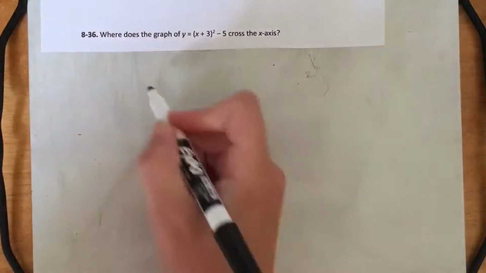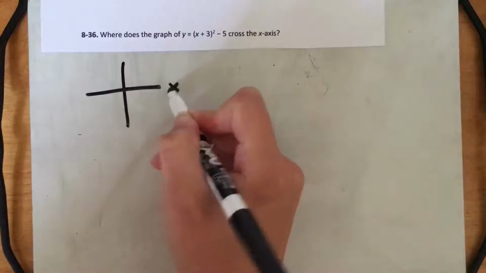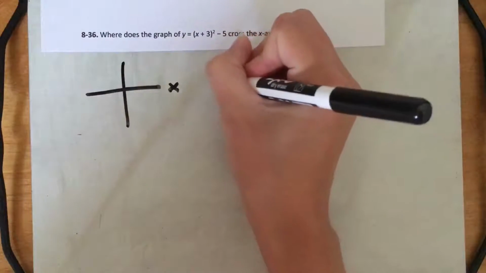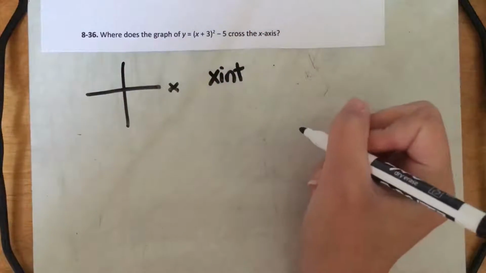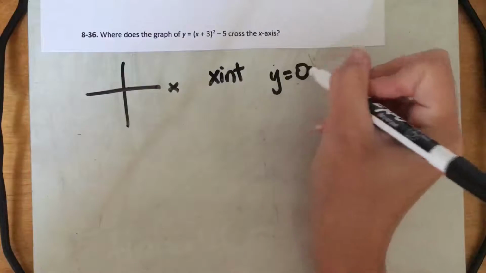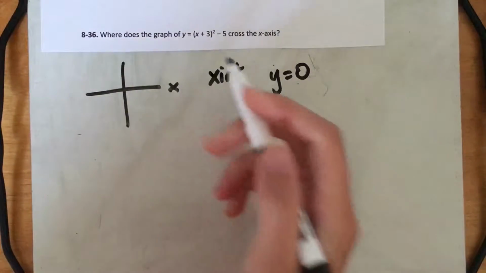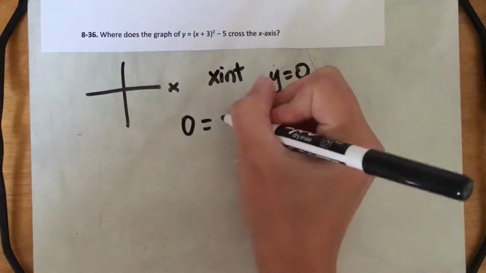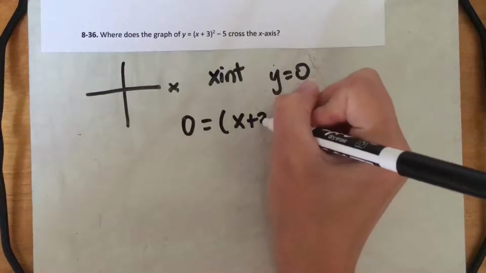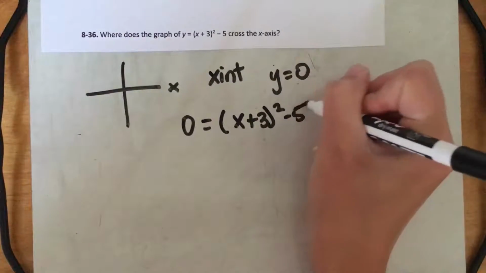This is problem 8-36. Where does the graph of y equals the quantity x plus 3 squared minus 5 cross the x-axis? Well, what we're really asking for here, here's my little graph. This is the x-axis. So that means we're finding the x-intercept. So that means we need to make y be equal to 0. So we're going to plug in y equals 0 in our problem. So 0 equals the quantity x plus 3 squared minus 5.